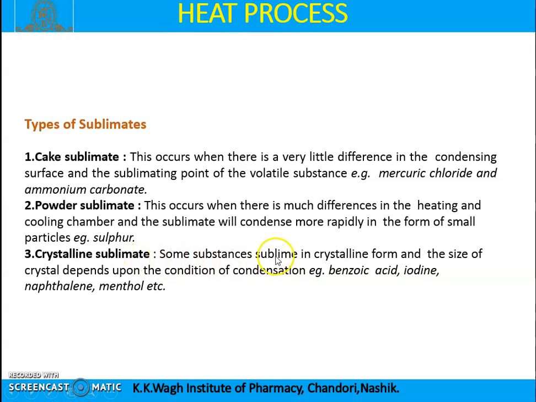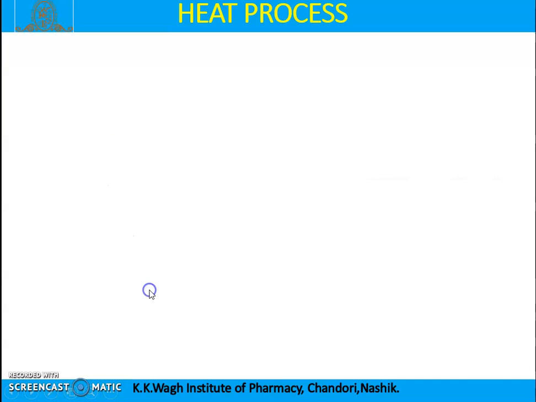Some substances sublime in a crystalline form, and the size of the crystal depends upon the conditions of condensation. Examples of it are benzoic acid, iodine, naphthalene, menthol. These are the types of sublimates.